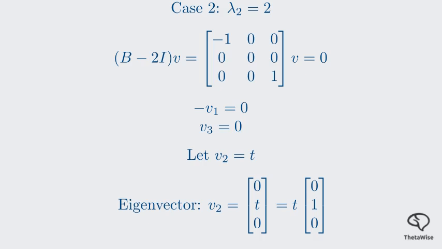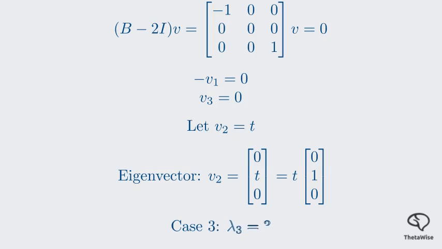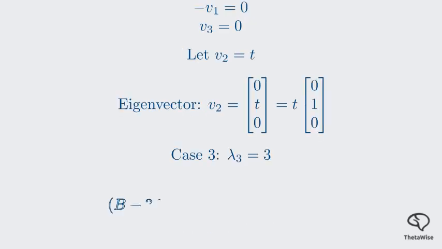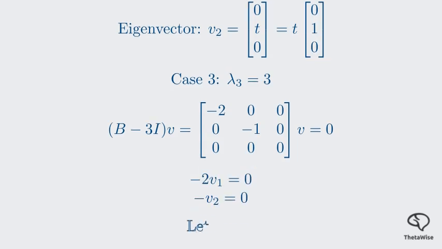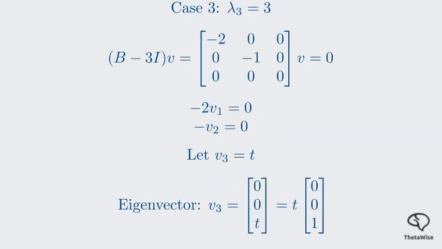The eigenvector is v2 equals (0, 1, 0). Case 3. Lambda equals 3. Substituting lambda equals 3, we get the matrix with entries minus 2, 0, 0, 0, minus 1, 0, 0, 0. This gives us negative 2 v1 equals 0 and negative v2 equals 0. So v1 and v2 are 0 and v3 is free.